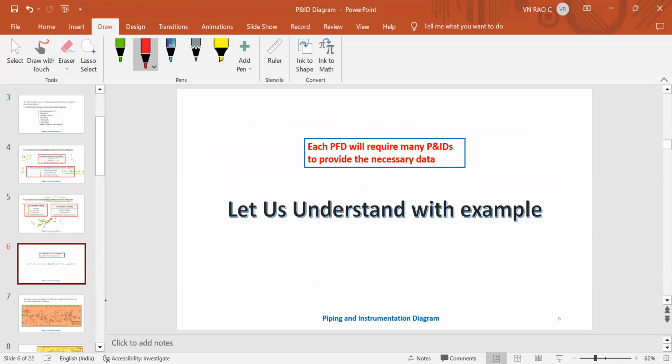Let us understand all these things by an example. For a plant, there will be one PFD. For each PFD, there will be many P&IDs. So one plant has one PFD, and for each PFD, many P&IDs will be there. So let us see the example now.